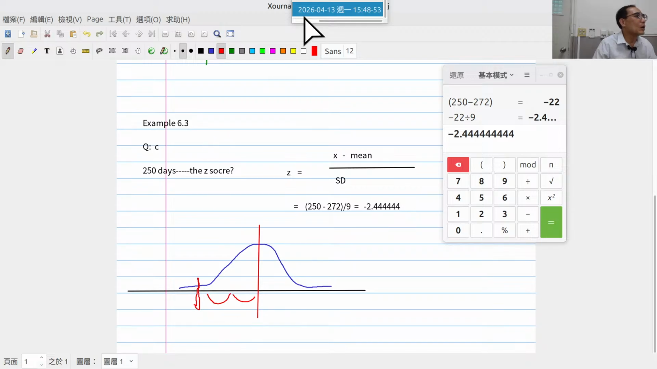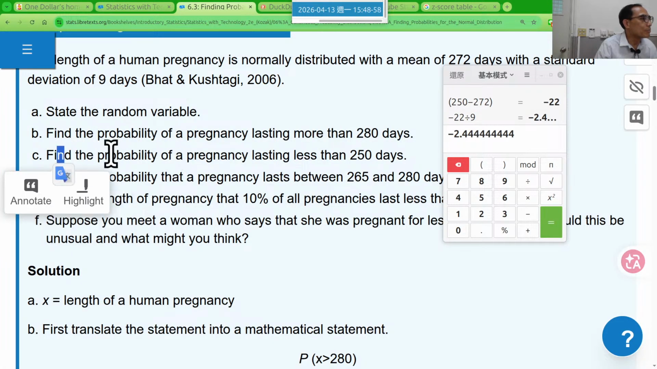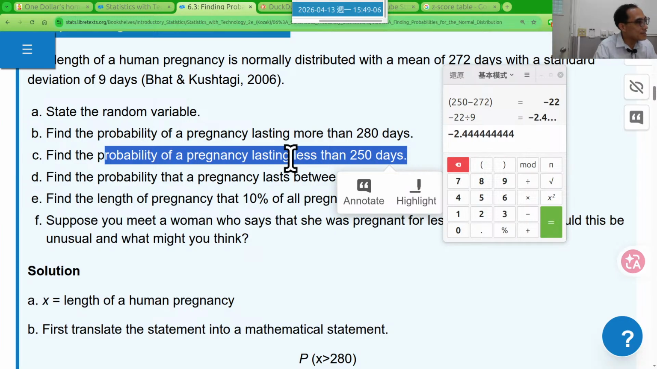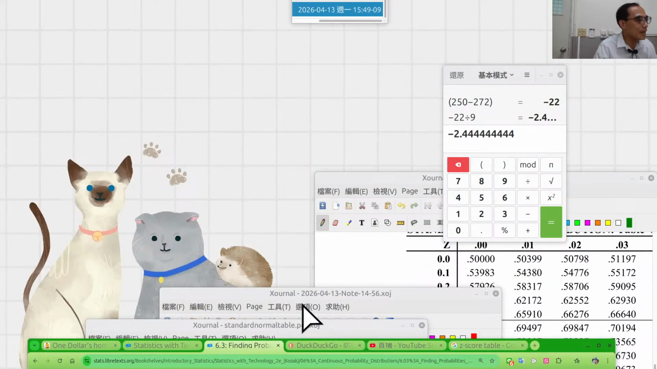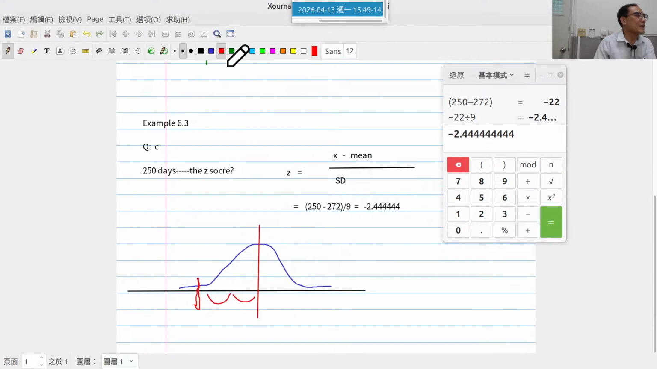Okay, for the question, please calculate the probability of pregnancy lasting less than 250 days. Less than 250 means the left side. Let me use the green one, like this. So the area is pretty small. We can predict that the probability is very, very low. And now let's check the value.